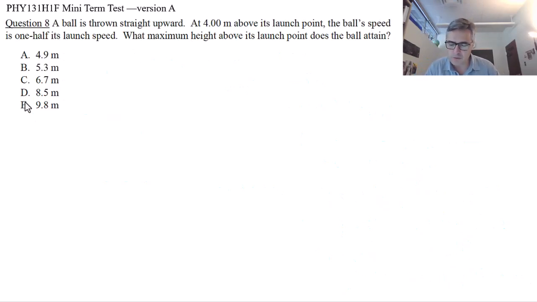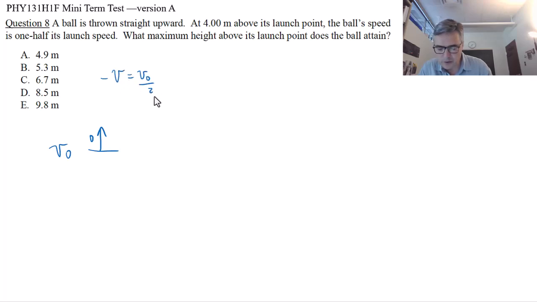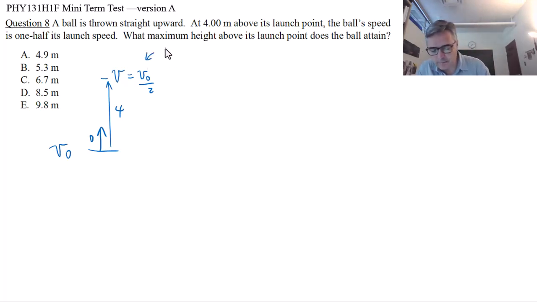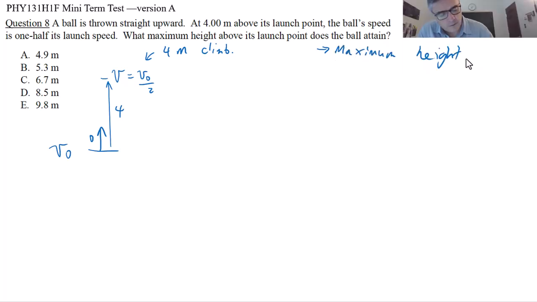Last question. A ball is thrown straight upward. So there's the ball. At 4 meters above its launch point, the ball's speed is 1/2 its launch speed. So there's some v0, and then this v here is equal to v0 over 2, and this distance here is 4. What maximum height above its launch point does the ball attain? So there's sort of two parts to this problem. This is the 4 meters climb, and then there's the maximum height, where you'll get v is equal to 0. The final vy is 0.